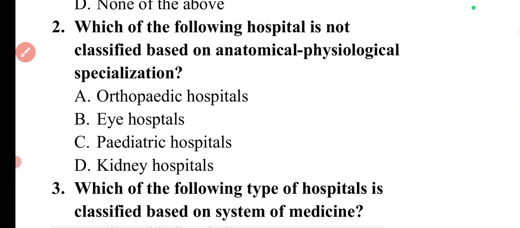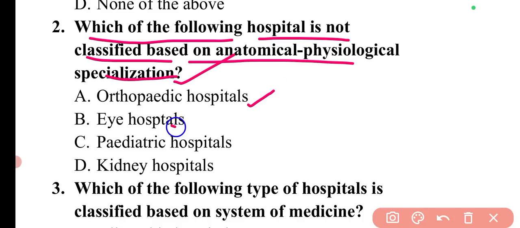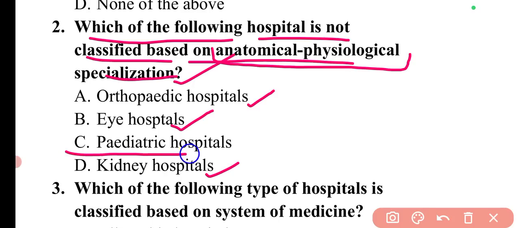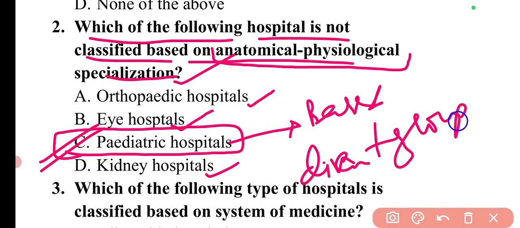Then moving to the next question. So the question is, which of the following hospitals is not classified based on anatomical physiological specialization? So here the orthopedic hospitals, eye hospitals, kidney hospitals, these three are based on anatomical and physiological specialization. Okay. But pediatric hospitals are not classified based on anatomical physiological specialization. Rather, they are classified based on the client group they serve. Client group they serve means pediatric means basically children related.